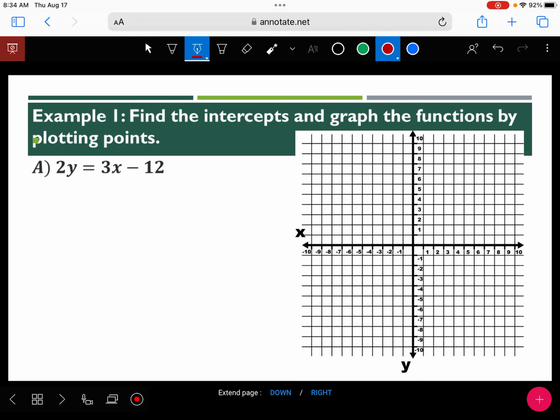If you don't have graph paper, you can just try to sketch it out. Homework 5, I think I said you do need to turn that in on graph paper. The ones that are graphing, you have to have it on graph paper. So we're going to find our x and y intercepts.